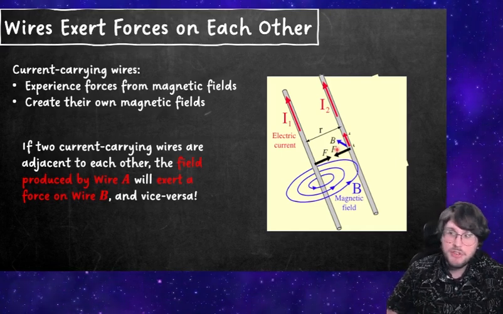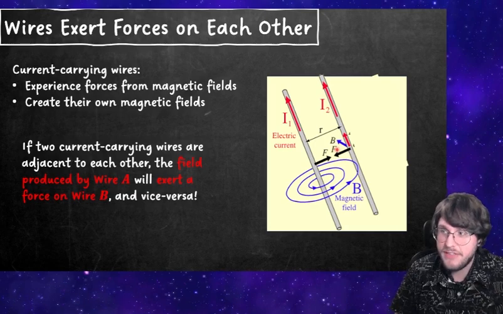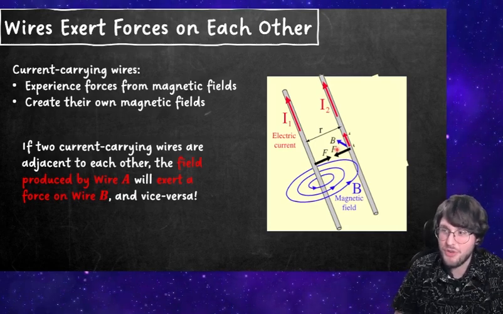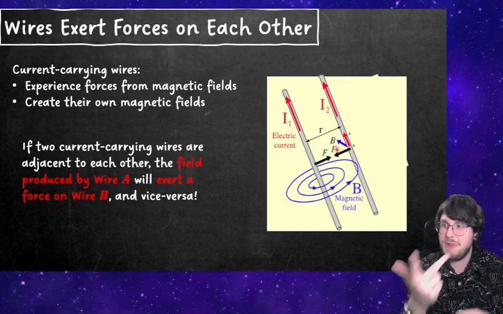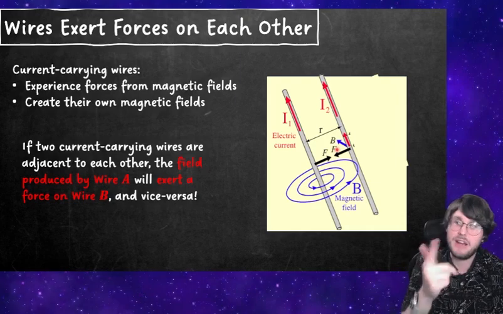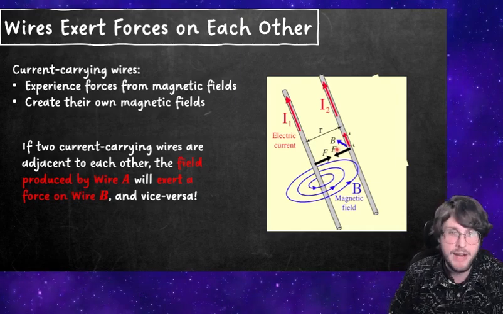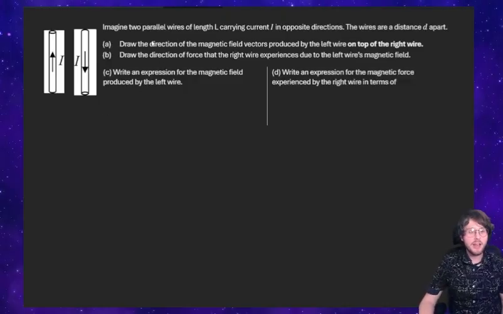So the problem we're about to go into takes a look at that, and it's a really good way to start practicing all of the gymnastics you have to do between your different right hand rules. So let's try it out. All right, last example here, it has to do with the thing we were just talking about, two parallel wires exerting forces on each other.